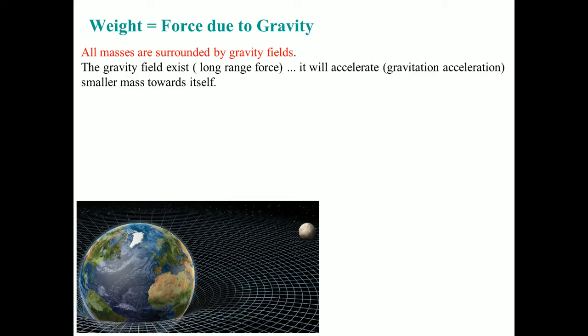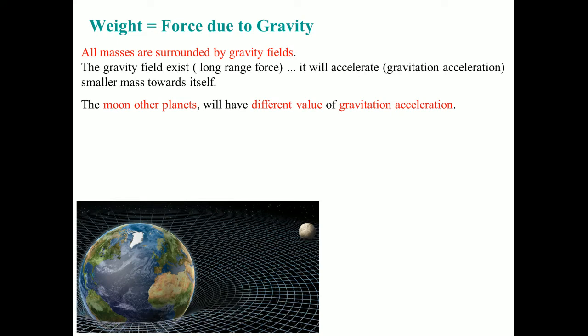It will accelerate. We call this the gravitational acceleration, or the acceleration due to gravity. Smaller mass towards itself. There is a more complex explanation on gravity, but think about the Earth as one large mass, and any other masses are within its gravitational field, so objects will accelerate towards it.